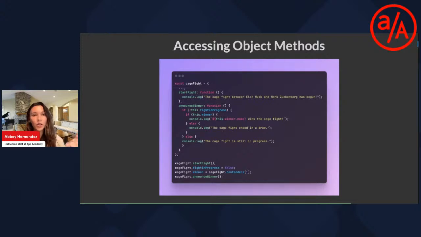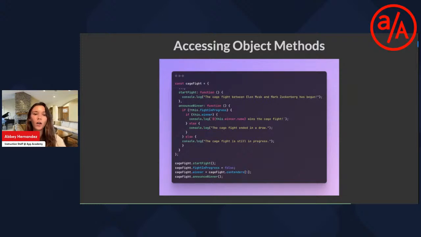And if you look at the very bottom, I've also included how to invoke one of these functions. So let's say we wanted to call startFight, which is a function that is a property inside of an object. We can do so by just saying cageFight.startFight and then invoke it with open parentheses.